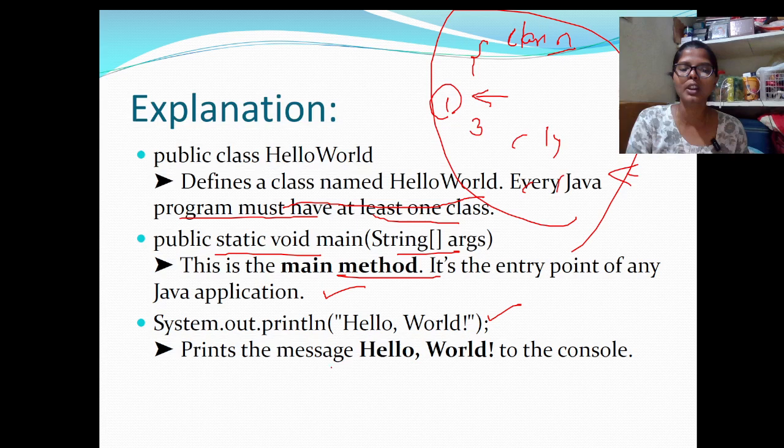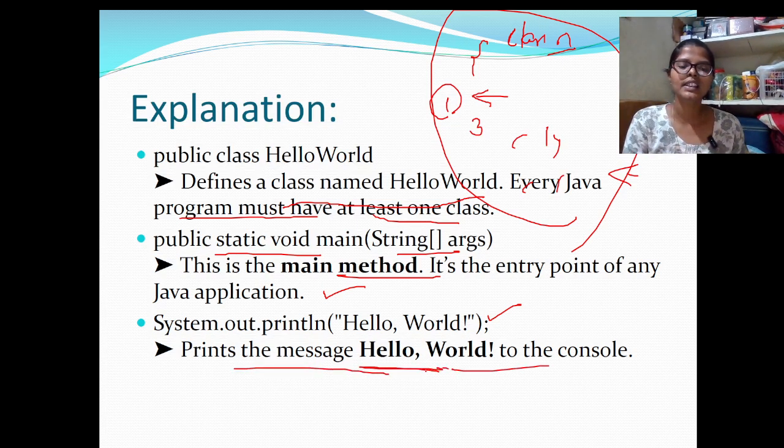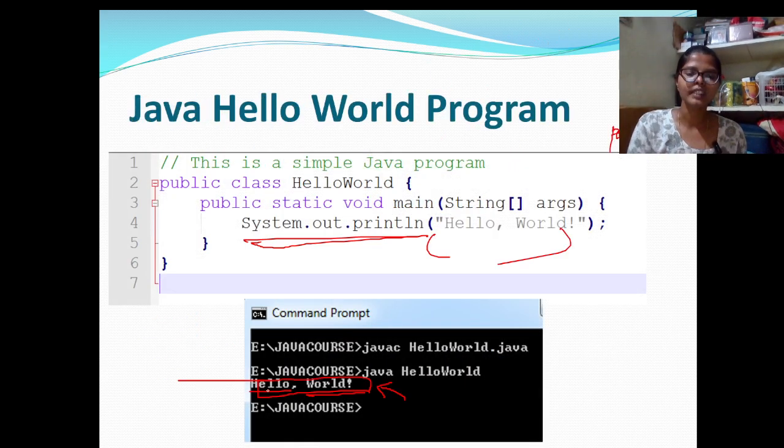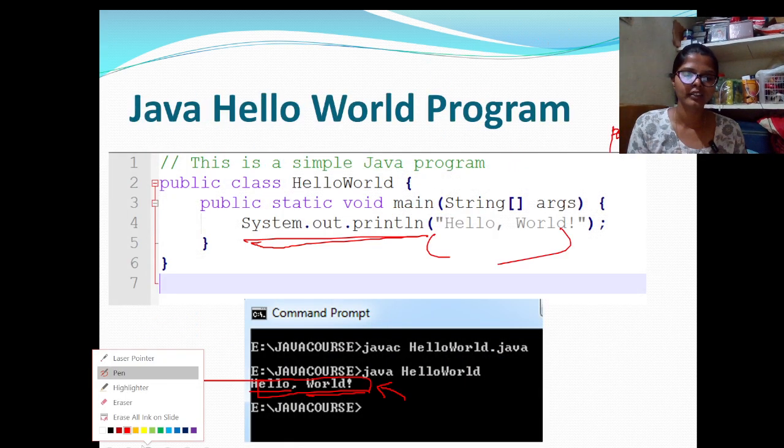Next, System.out.println prints a message on the screen, to the console. This will work. Next, how does this program run, and how are we able to see output on the screen? See here, this is the output screen.